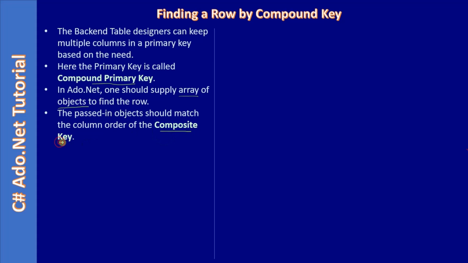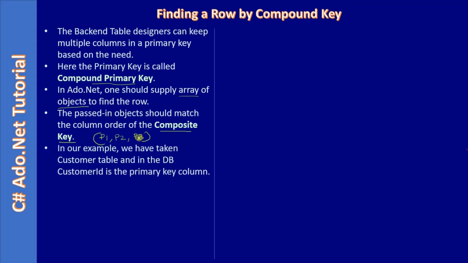Suppose we form the composite key like P1, P2 and P3. Here, we are forming the composite primary key based on three primary key columns: column P1, column P2, column P3. All these columns together form the composite primary key. When we use a composite primary key in ADO.NET, we have to pass the objects in the order in which the columns are defined. I mean primary key columns P1, P2, P3, right? We have to pass the objects in the same order.